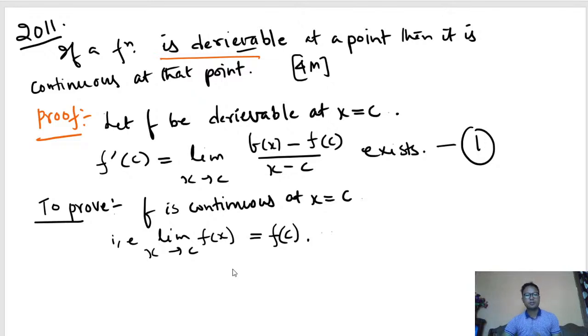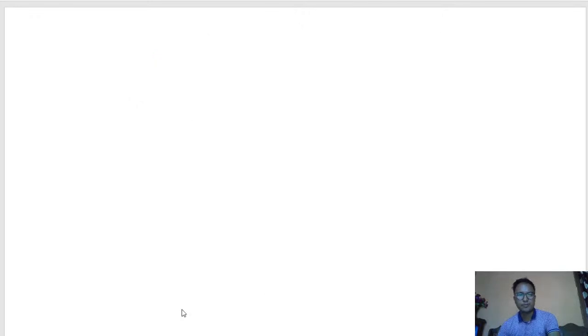First understand that the function is derivable, which means the derivative exists. Now we have to prove the function is continuous. So we will start with that proof. I'm going to focus on this part. Now for x not equal to c.